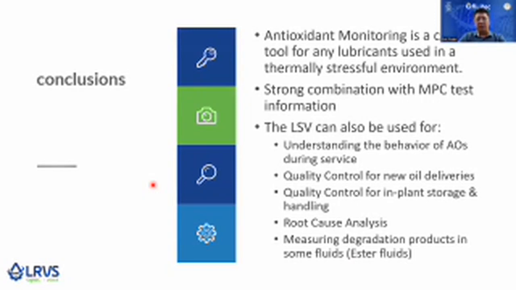And then we recommend a combination of MPC testing. It will give you more data and information about what action you need to take in order to prevent oil failure. The LSV can also be used for understanding the behavior of the antioxidant during service. And some oil blending plants may use the LSV as quality control, because when they have a new oil delivery or a new blend of oil, they can test whether it has the full 100% antioxidant additive. It can also be used for QC of in-plant storage, and for root cause analysis as well.